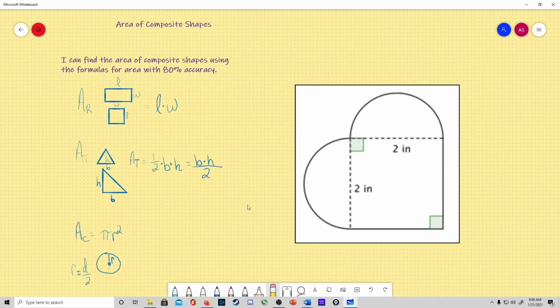So we can think about something like this. We know we have a square because these dimensions are the same, and we're really going to do the same thing.